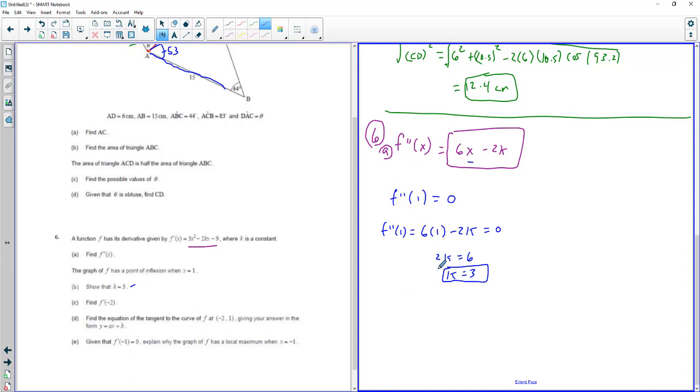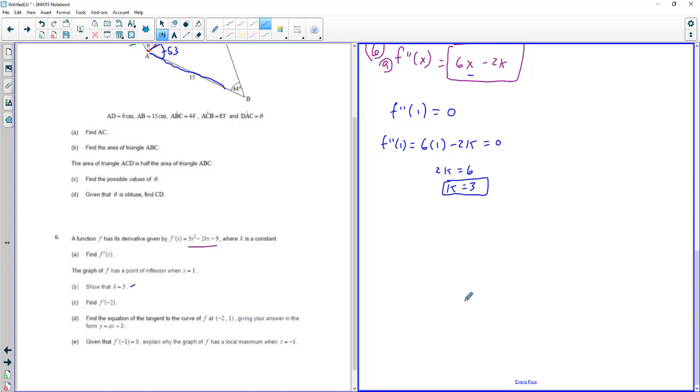Find f prime of negative 2. F prime, so that was, we just did part B there, guys. And I'll just keep changing colors, I guess. We'll go to C now. F prime of negative 2. So they actually already gave me the equation in the problem of f prime. They gave me this.